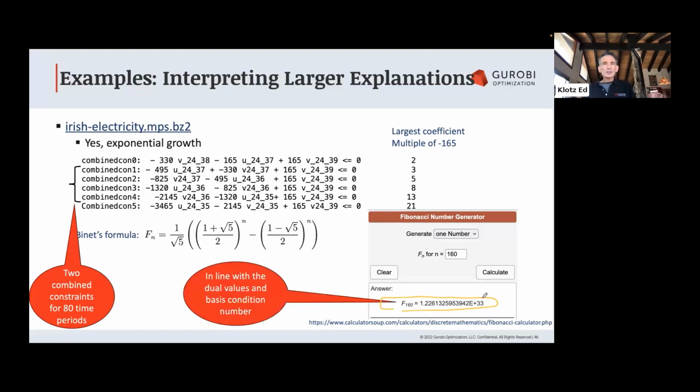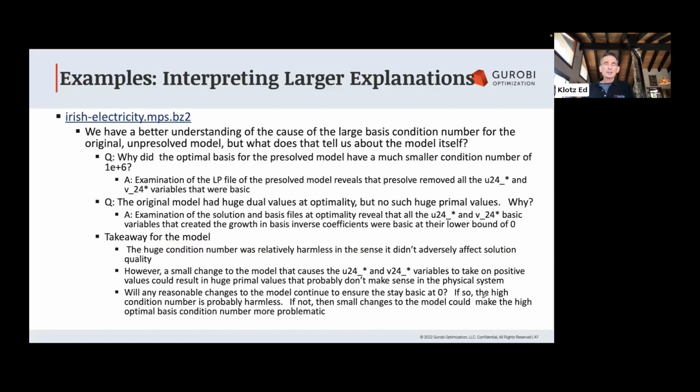So everything's consistent here in terms of this interpretation, in terms of the dual values we got and the condition number we got. So this one, though, was a bit of a sort of algebraic exercise, and we need to reconnect ourselves with the model itself. There's still some questions that aren't answered by that exercise, such as, well, why did the optimal basis for the pre-solved model have a much smaller condition number on the order of 10 to the 6th?